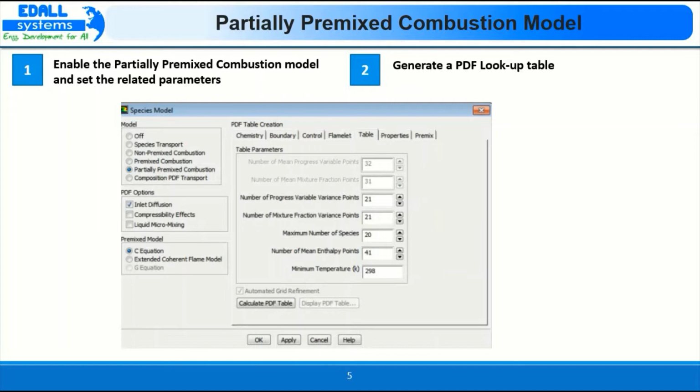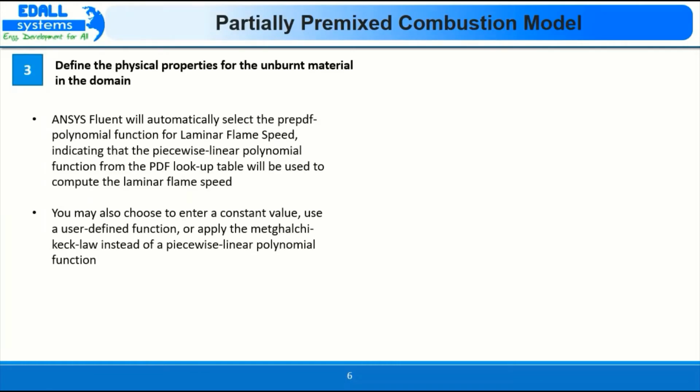So we have to specify our boundary species and their composition in mole fraction or mass fraction, and the temperatures of the streams through which air and fuel will be entering. And then, if we are using any flamelet model, we have to specify those parameters as well. In tables, we have to calculate our PDF table. Then comes the third step, that is we have to define the physical properties for our unburnt mixture in the domain.